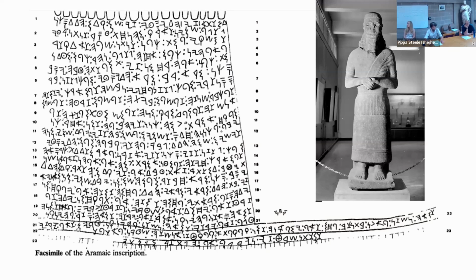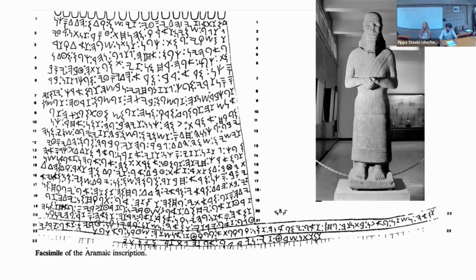So why this difference? Taking just the texts on these slides as our data points, the most obvious suggestion would be diachronic development. Earlier texts don't have word divisions. Later texts, remember it's 1,000 years later, do have word divisions. Half a century ago, there was a very influential survey of the practice of word dividers by Alan Millard, who showed that in the Iron Age, it was the norm to have word division throughout Northwest Semitic.